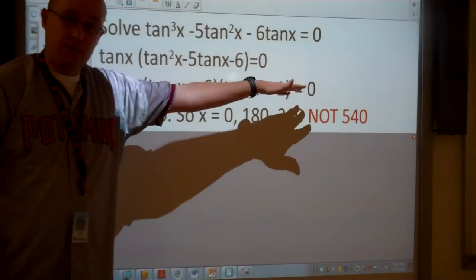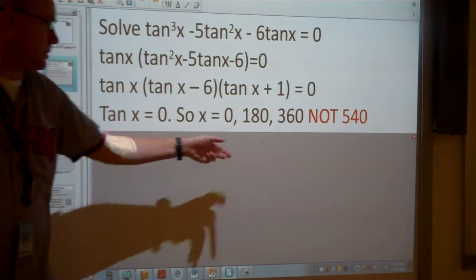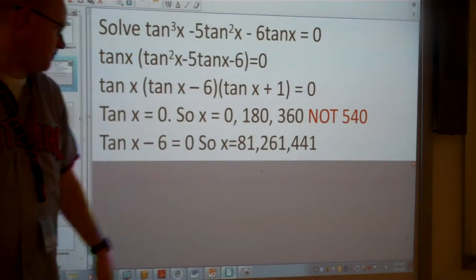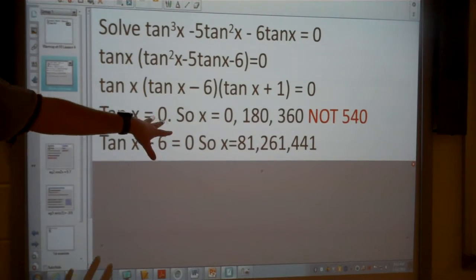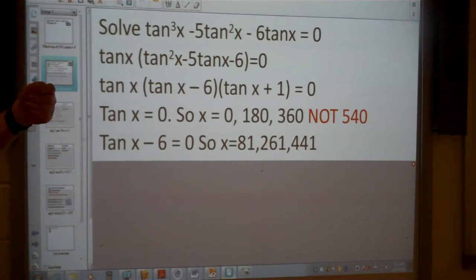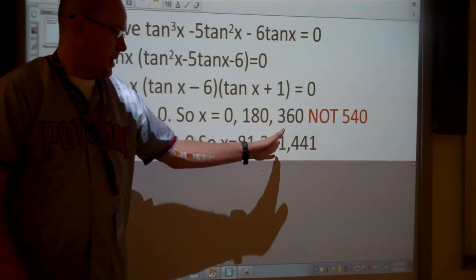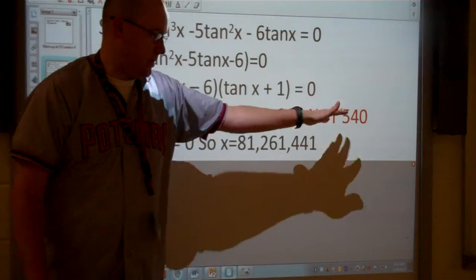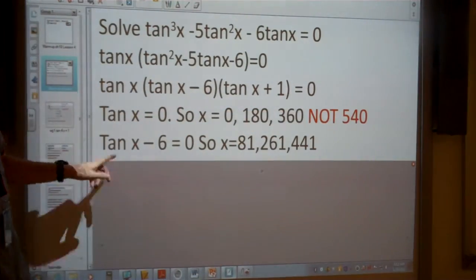Tan x minus 6 could equal 0, and if we solve that we get tan x equals 6, and then do inverse tan of 6. We get 81, and then remember for tan to find all the subsequent solutions, just keep adding on 180, 180. If we add on another 180, then we go beyond our limit for this question.